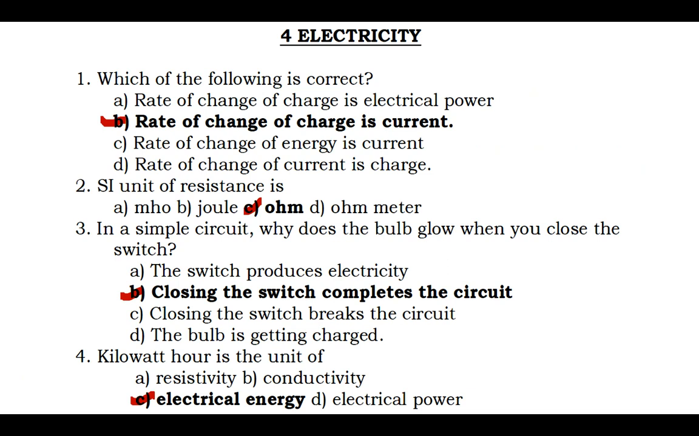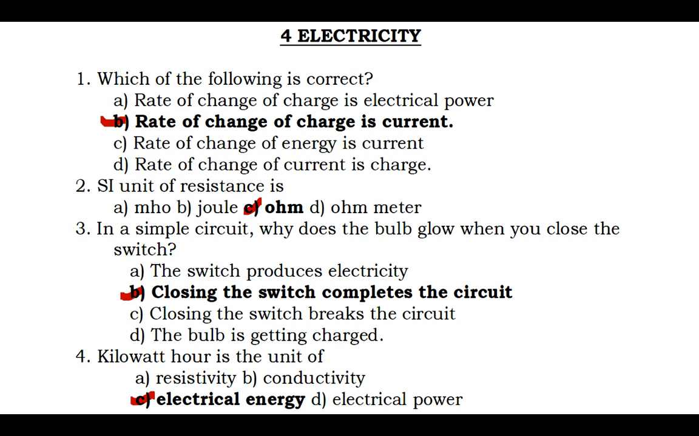Fourth lesson, electricity. Question number 1. Which of the following is correct? Rate of change of charge is correct. Option B. Question number 2. SI unit of resistance is ohm. That is option C.